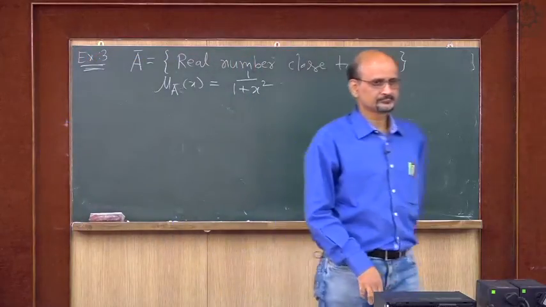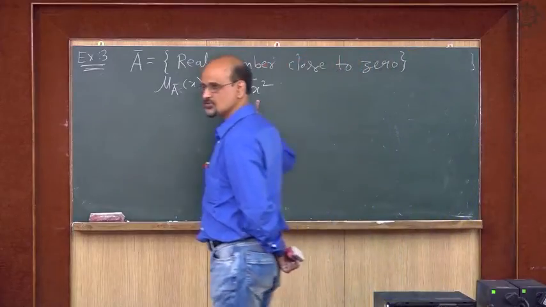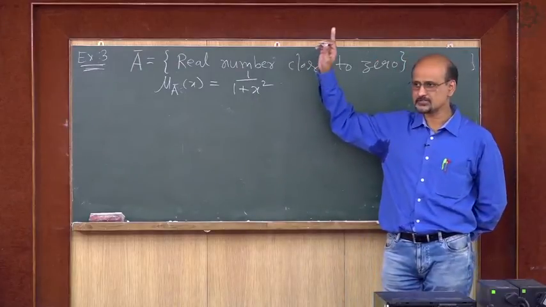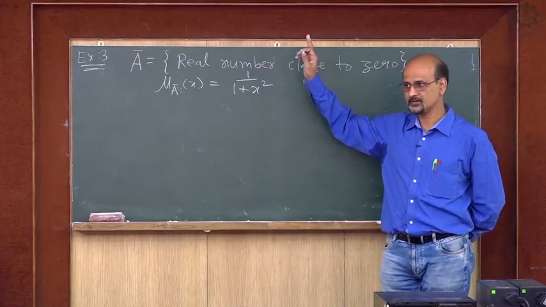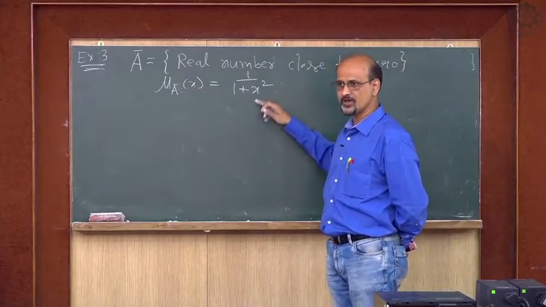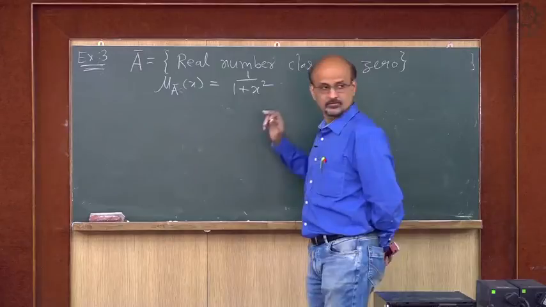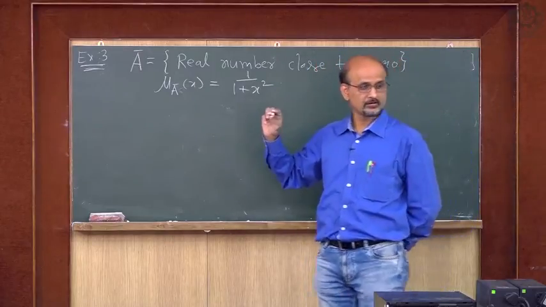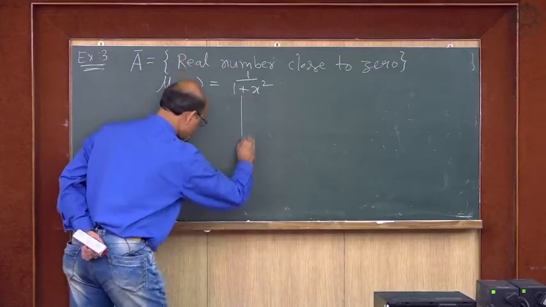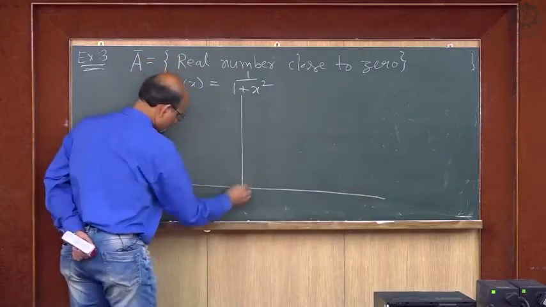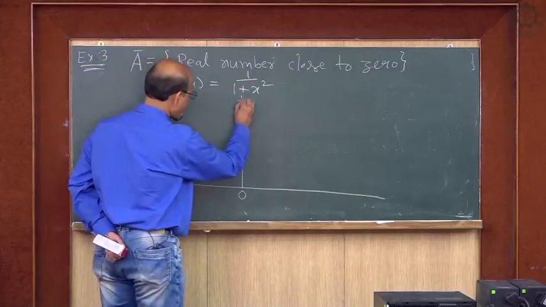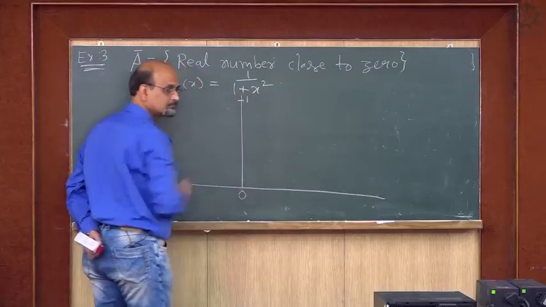okay. That means at x equal to 0, I have the membership function as 1, this value. At x equal to 1, I have the membership value as 1. Pardon? So, x equal to 0, sorry, x equal to 0. Now, see the plot. So, at 0, it is close to 0. So, I have the membership function from 0 to 1.